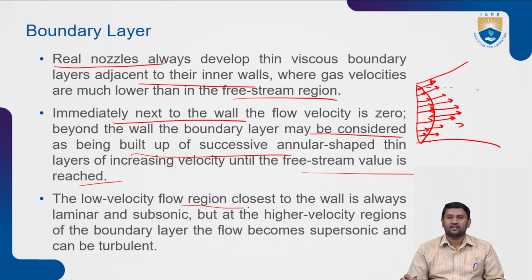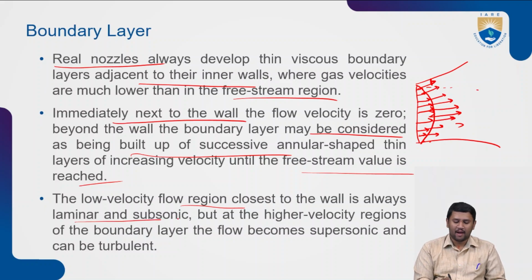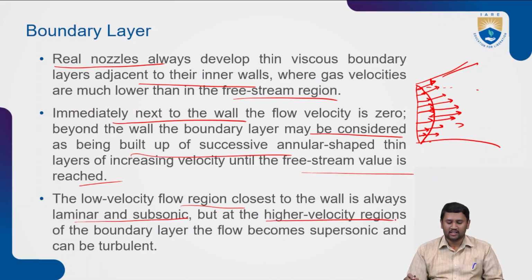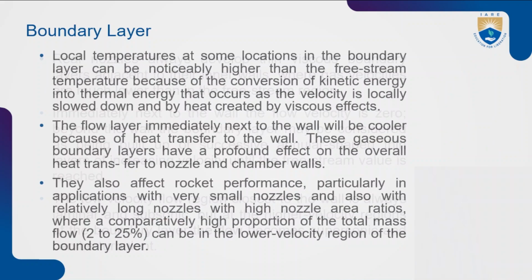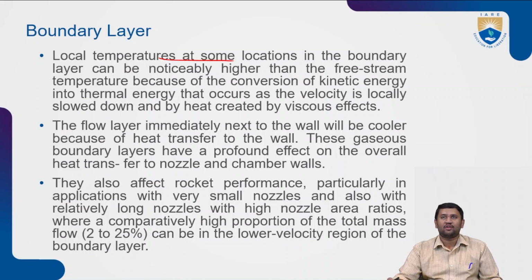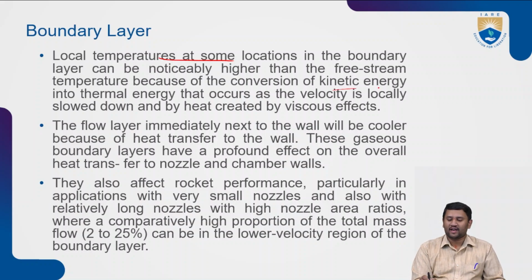The flow region closest to the walls is always laminar as well as subsonic. But in the higher velocity regions of the boundary layer, the flow becomes supersonic and can be turbulent. Now, the local temperatures at some occasions in the boundary layer can be noticeably higher than the free stream temperature, because of the conversion of kinetic energy into thermal energy as the velocity is locally slowed, and by heating from viscous effects. The flow layer immediately next to the wall will be cooler because there is heat transfer to the wall.